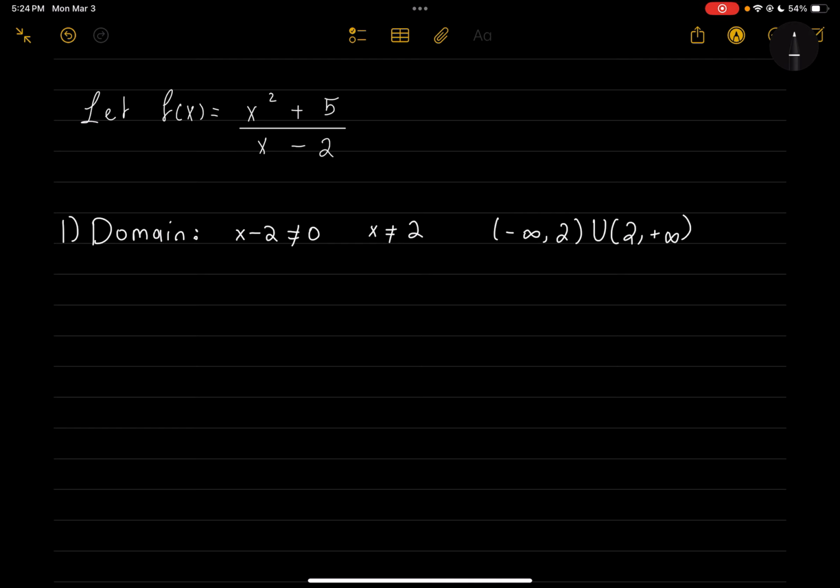Notice over here that the brackets are curved. That means that 2 is not included in the domain. And we also put curved brackets whenever we're dealing with infinities as well. And this is it for number 1.